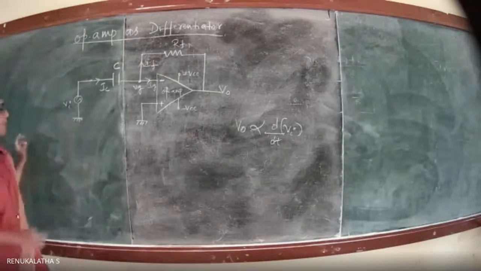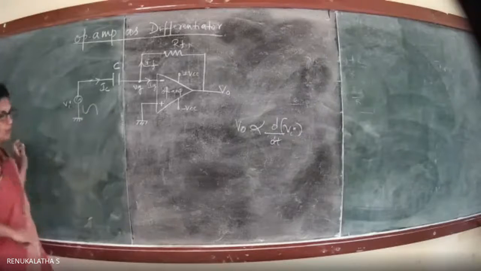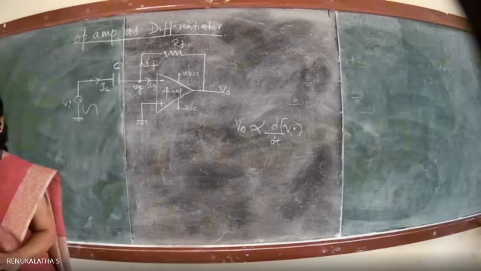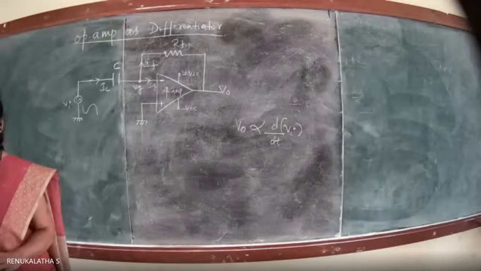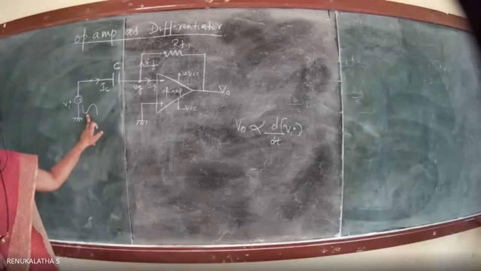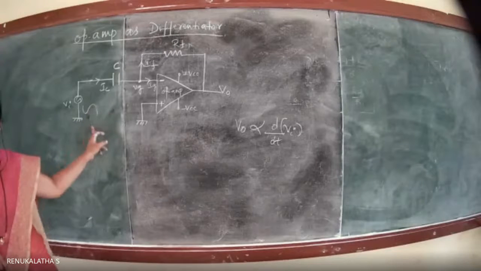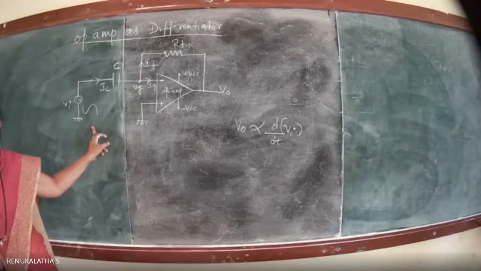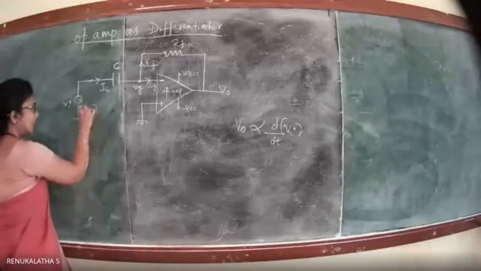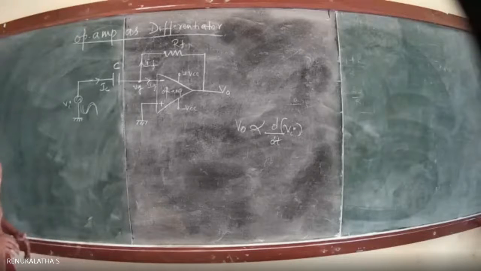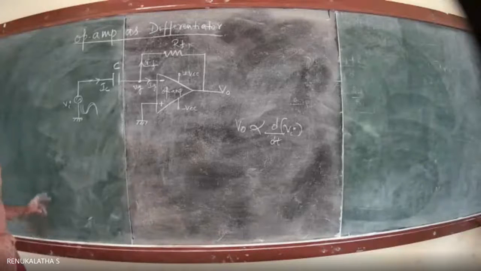Suppose if I apply a sine wave here, what should be the output waveform? Cos. Very good. I hope you have understood. So if I apply sine wave here, and the circuit is working as a differentiator, output should be the derivative of the input, means output should be cos. So it looks like a sine wave only, but a phase difference will be there between the output and input. Then only we say it is working as a differentiator.